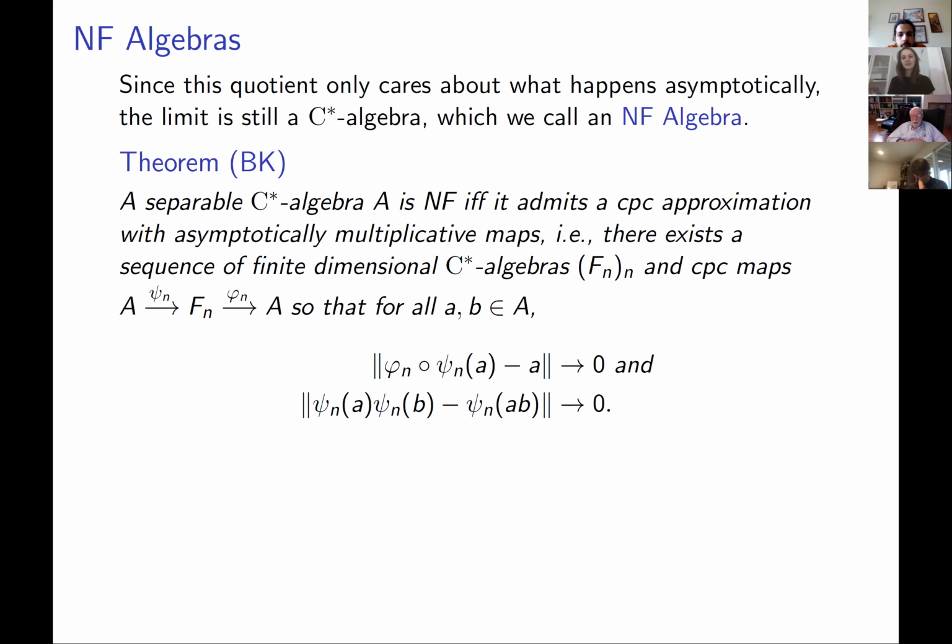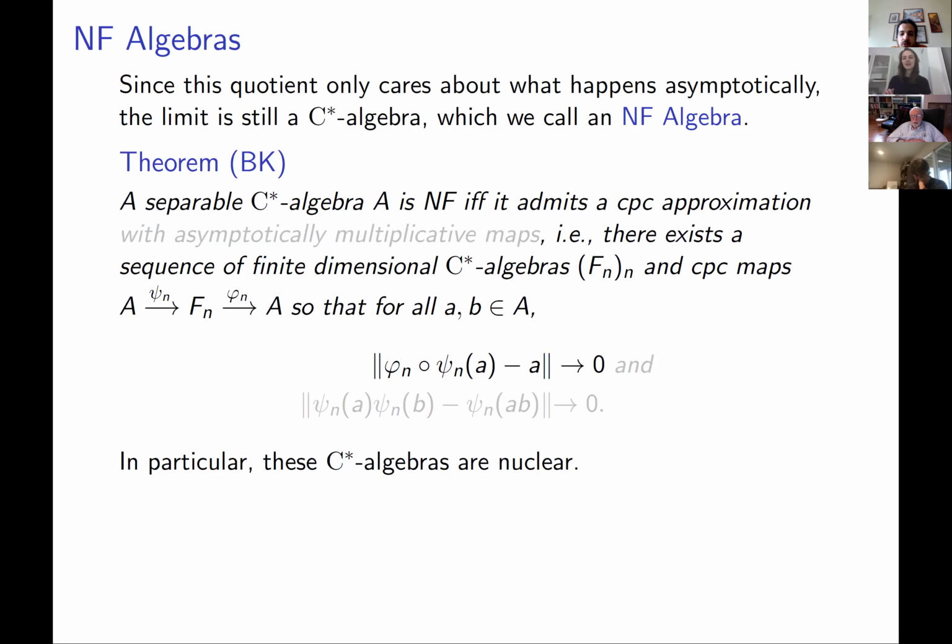But still, a sequence of finite dimensional C-star algebras and completely positive contractive maps going from A into the finite dimensional C-star algebras and back, so that their composition converges pointwise in norm to the identity on A, and so that these maps psi going out of A get closer and closer to behaving multiplicative, behaving like homomorphisms. Okay. So in particular, these C-star algebras are nuclear, because if I gray out this asymptotic multiplicativity, I've basically given you the definition of nuclearity through the completely positive approximation property.